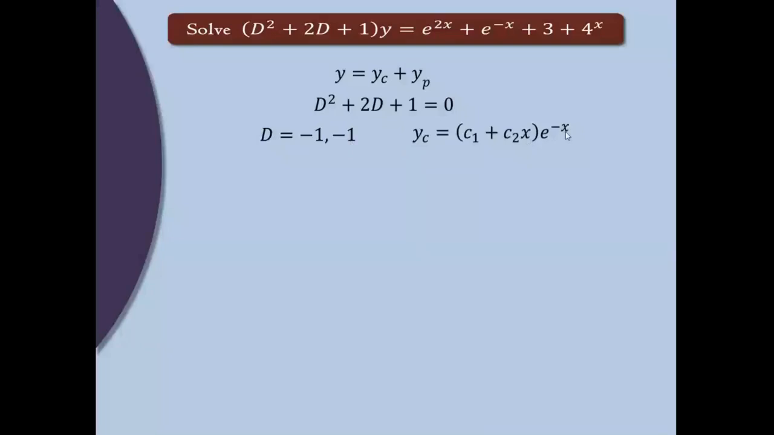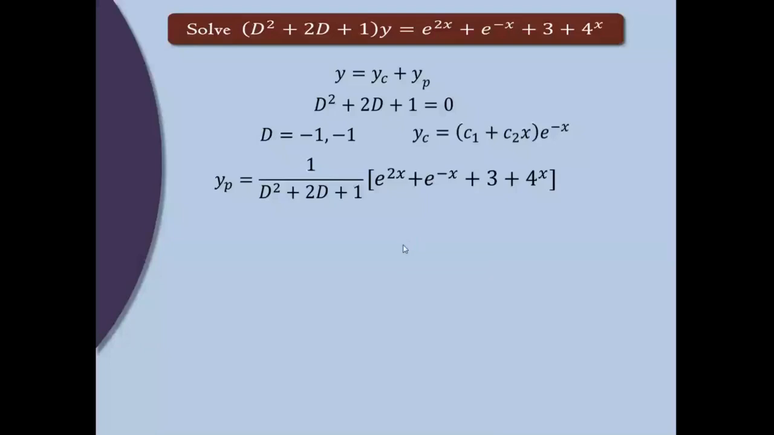Now yp: take all this term to the other side, 1 upon d square plus 2d plus 1, and apply it on this. Now this we can write as (d plus 1) square. Then you can use the general method. Apply d plus 1 first, solve it, then apply d plus 1 again, and simplify it. But it becomes very lengthy because in the general method we have to use the formulas and solve the integration. That is very lengthy.